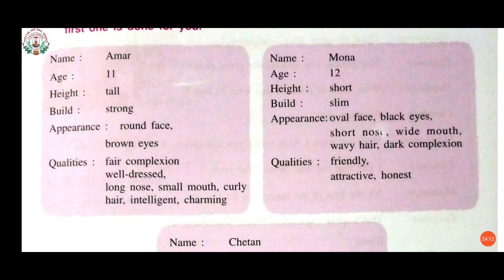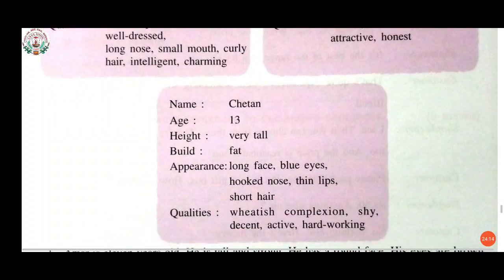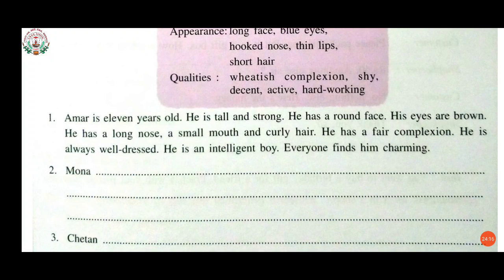Likewise, and after this one, here you can see a passage. Sentences are formed by using that information. So the first one is given: Amar is 11 years old, he is tall and strong, he has a round face. Likewise, you have to make the sentences.